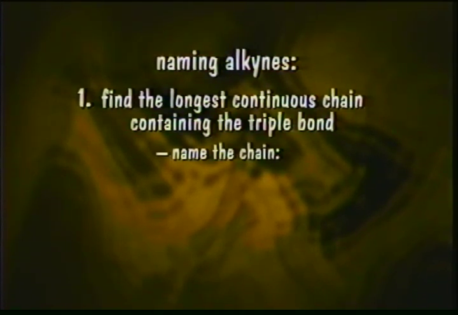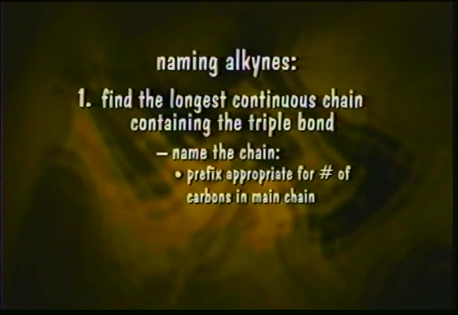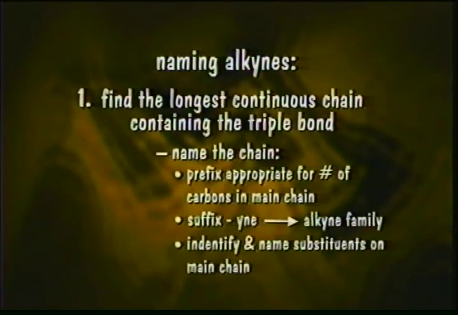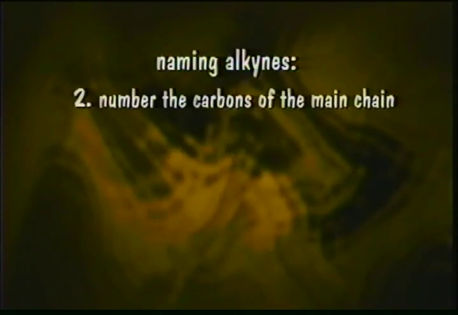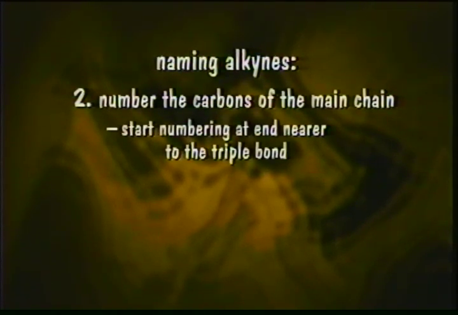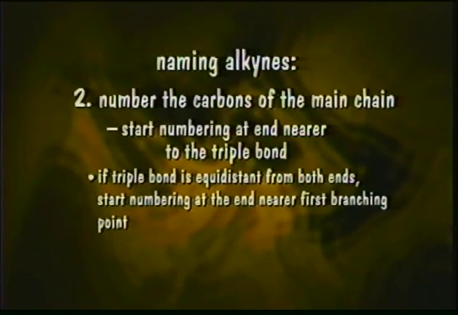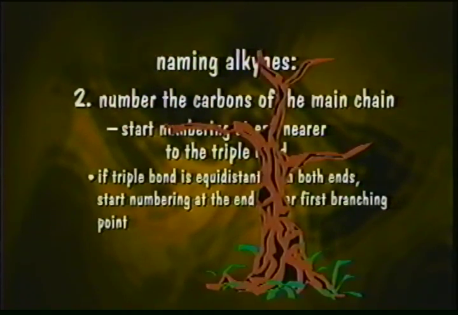The name of the main chain will begin with the prefix appropriate for the number of carbons in the main chain. The name of the main chain will end in the suffix YNE, indicating that the molecule is a member of the alkyne family. While you're at it, identify and name any substituents on the main chain. Second, number the carbons of the main chain. Start numbering the main chain at the end which is nearer to the triple bond. If the triple bond is at equidistant points from both ends, then you just start numbering the main chain at the end nearer the first branching point.